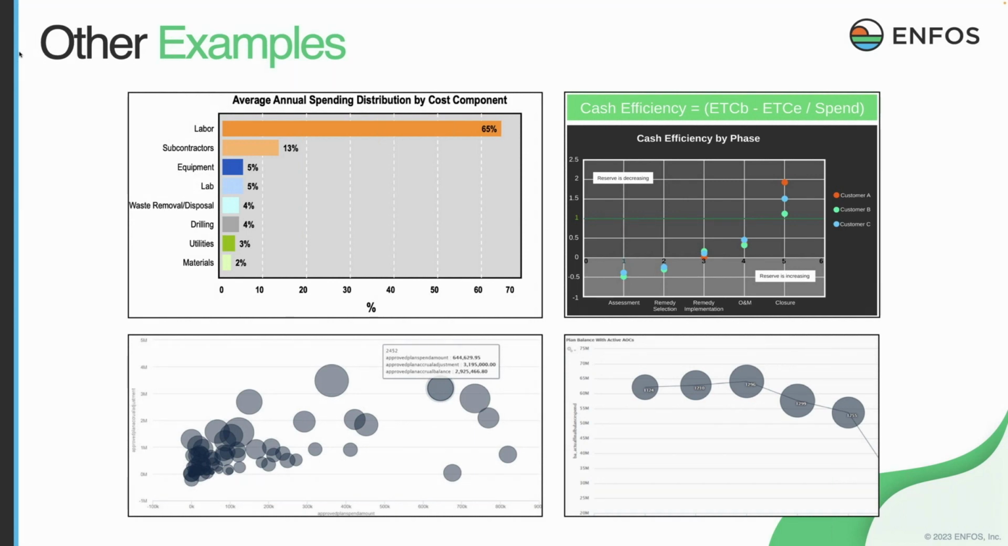The one on the right is a site completion analysis. So I've got spend on my y-axis, and I've got the project count as the bubble. So I can see the relative nature of my spend per site as we go from year to year.